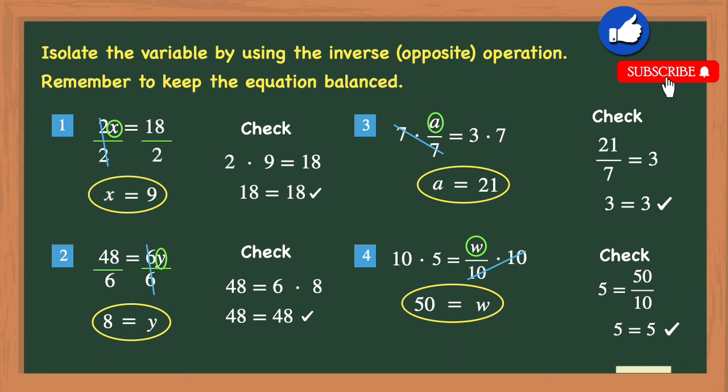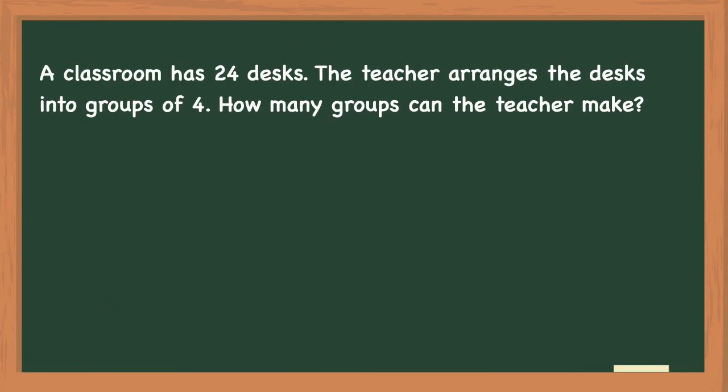Now we're ready to write and solve an equation looking at a word problem. A classroom has 24 desks. The teacher arranges the desks into groups of 4. How many groups can the teacher make?